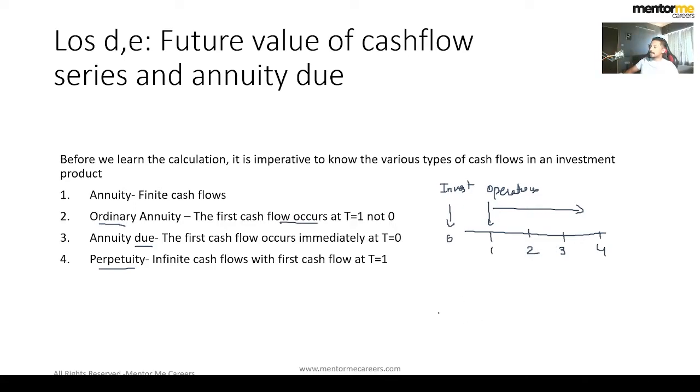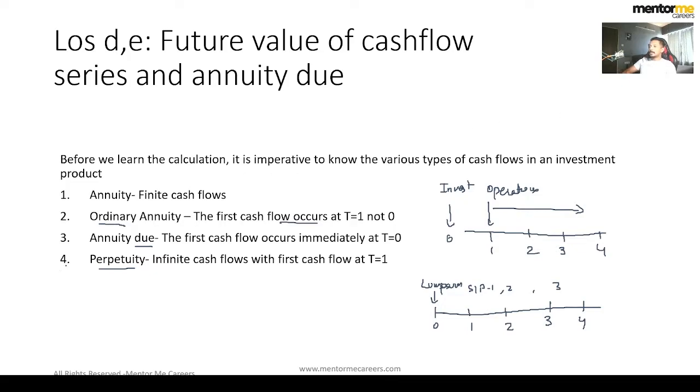Even in your investments, even if you are doing continuous or regular investments of systematic investment plans, this is how it will start. You might just add some lump sum out here, and then you might start with your first SIP 1, then 2, then 3. So this is an ordinary annuity.